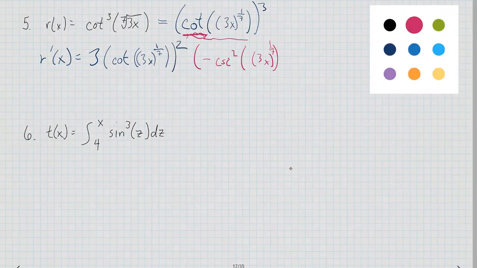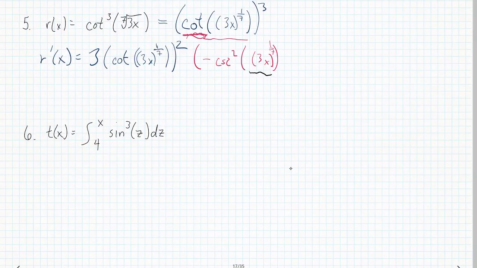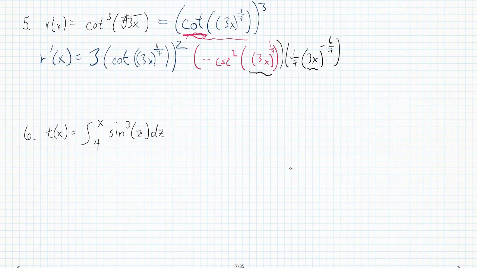Okay, so now where do we go? Well, you have this function inside of here, right? So we got to take the derivative of that. In order to do that, we're going to have to use the power rule. So we'll get 1/7 times 3x, and then 1/7 minus 1 is negative 6/7. Now, though, we got to go inside there, and we'll see what we have. And so what does that give us? Well, that ends up giving us the derivative of 3x is just 3.